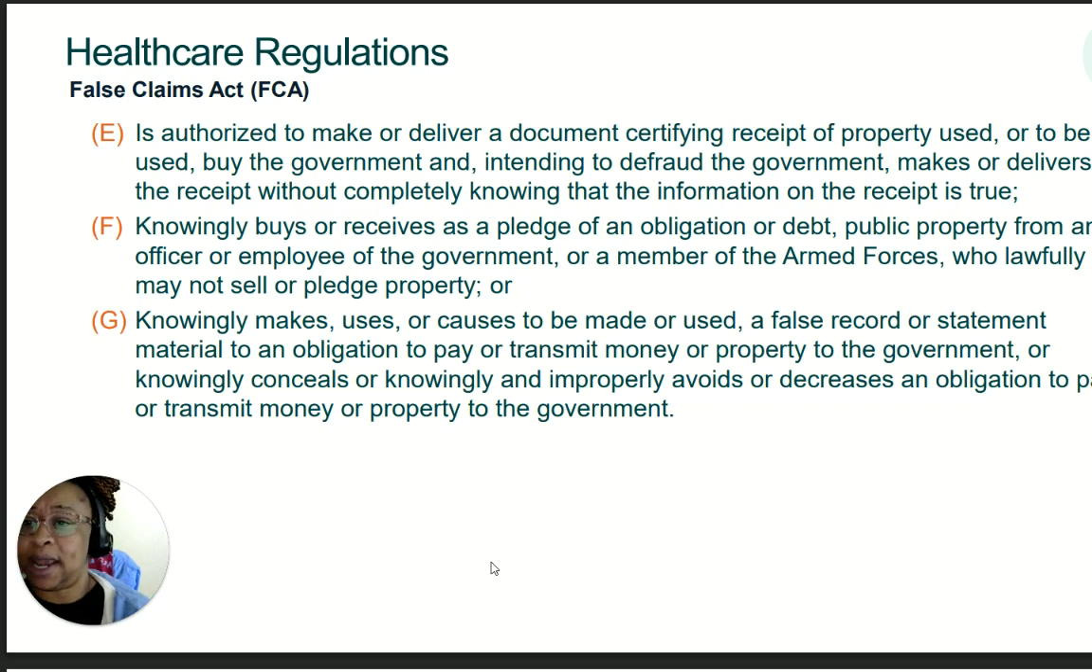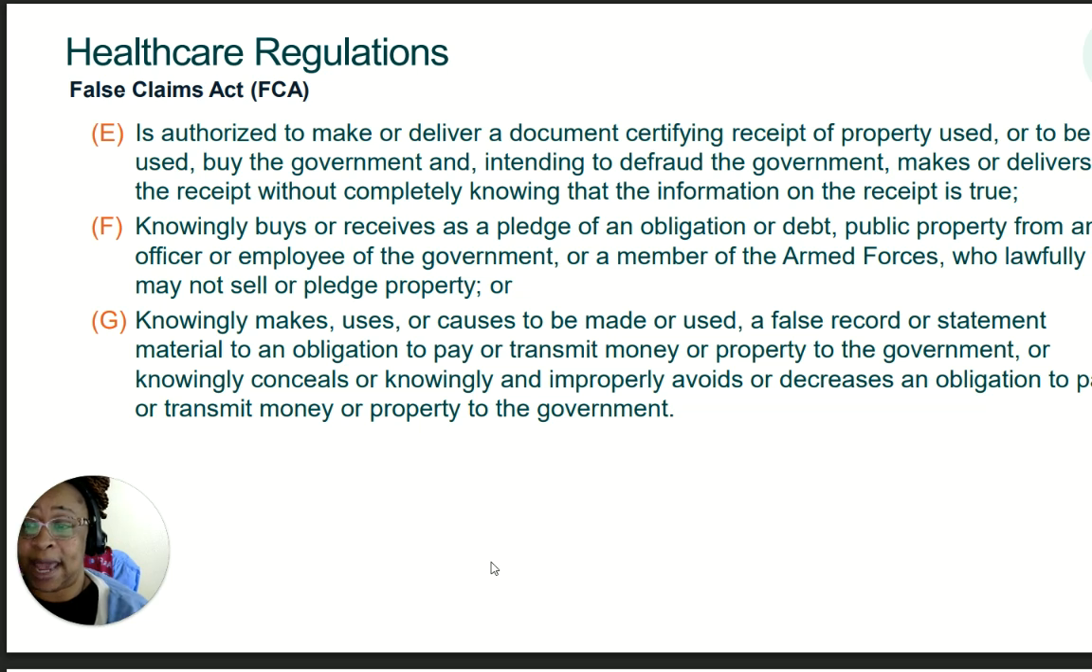Is authorized to make or deliver a document certifying receipt of property used or to be used by the government and, intending to defraud the government, makes or delivers the receipt without completely knowing that the information on the receipt is true. Knowingly buys or receives as a pledge of an obligation or debt public property from an officer or employee of the government or a member of the Armed Forces who lawfully may not sell or pledge property.